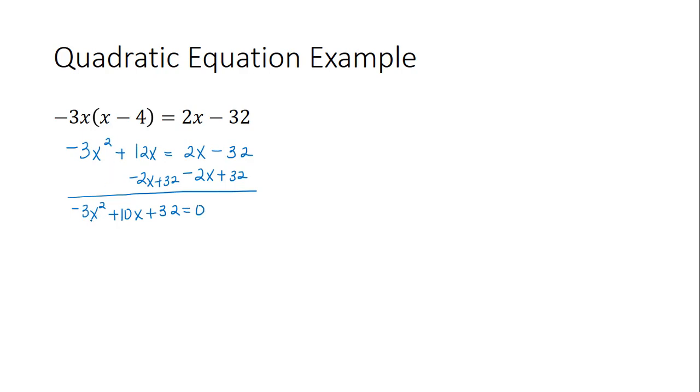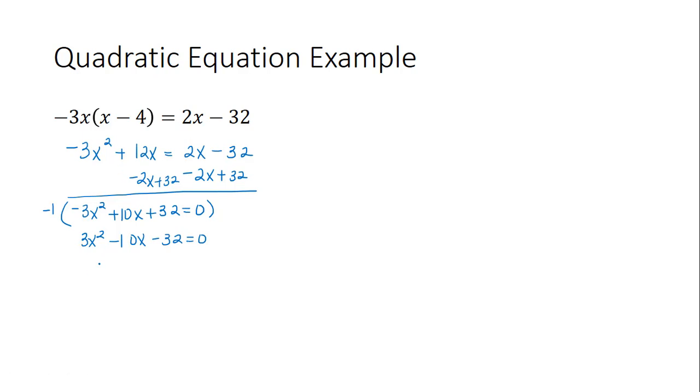To solve the equation, we want to make the leading coefficient positive, where this negative 3 is a positive 3. We can do that by multiplying the equation through by negative 1. And we get the equivalent equation 3x squared minus 10x minus 32 is equal to 0. Now we can solve this equation by factoring.